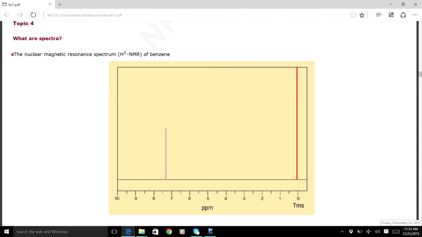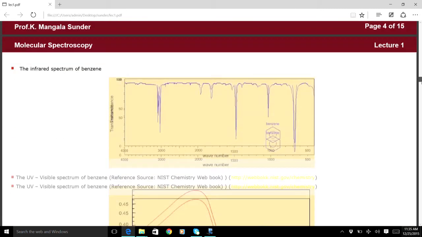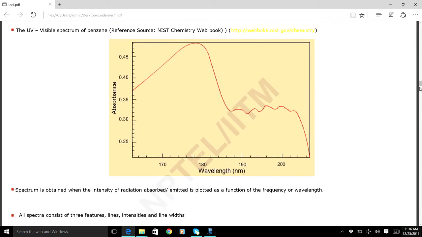The same molecule in the infrared region, when we worry about molecular vibrational motion of benzene, benzene being C6H6 has many vibrational degrees of freedom, and you can see that the spectrum has several lines. It is quite different from the proton NMR spectrum that you saw, and also if you study benzene using UV visible light, and I have given you the reference source that I have taken this picture from, the National Institute of Standards and Technology Chemistry WebBook. This is a typical visible spectrum of benzene.